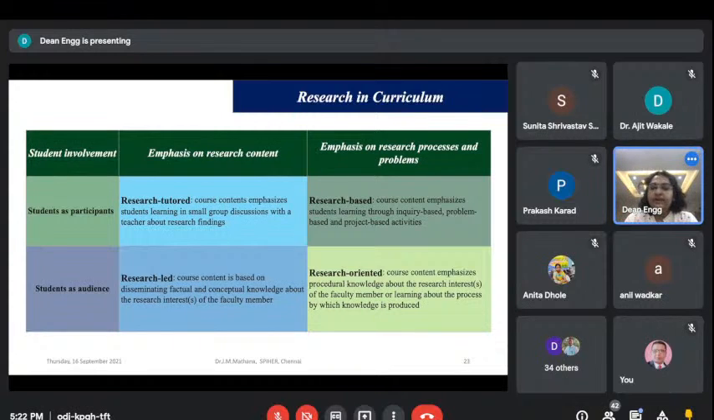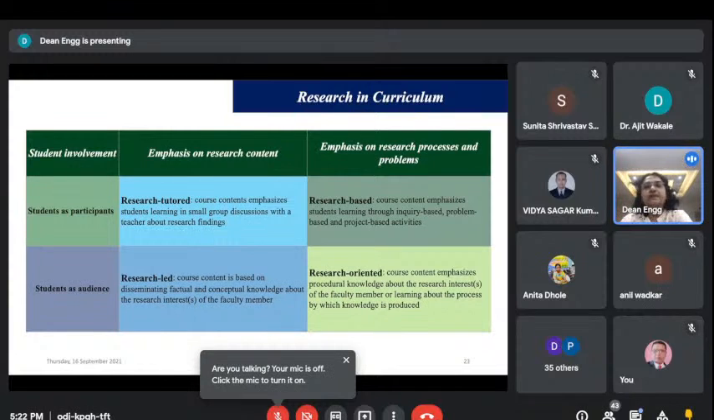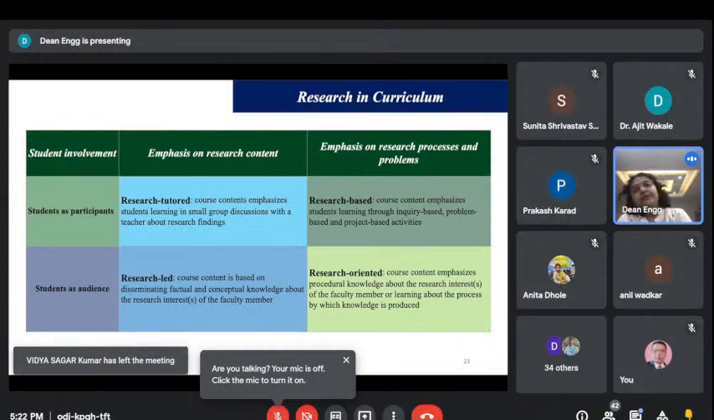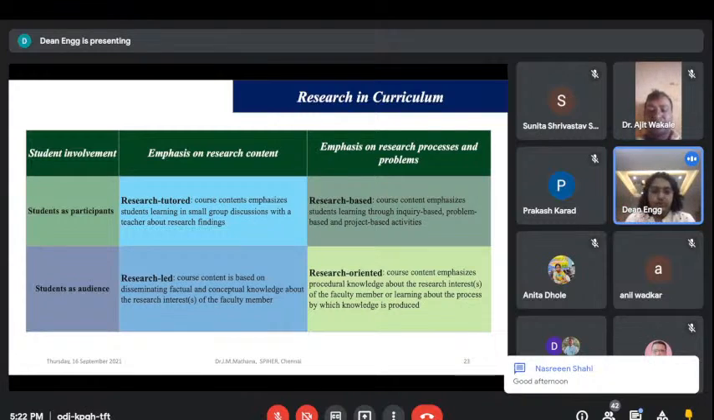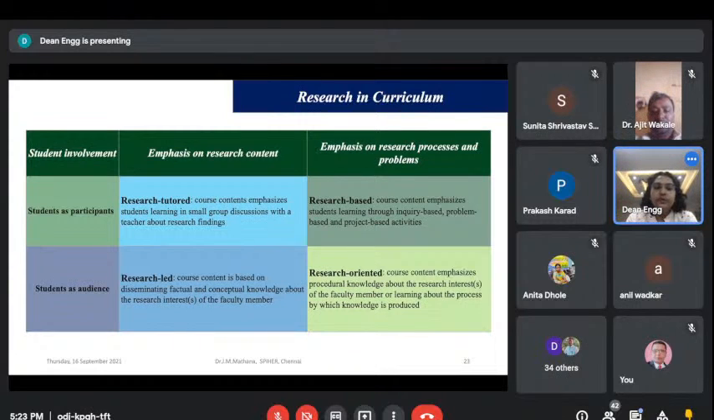Here the students have to be really involved in the research. They should be a participant. The second requirement is that the learning emphasizes research process and research problem. We will say which one is best. See, in research tutored, there is a group of students with a faculty. So here students act as participants, but it emphasizes research content. The teacher will explain their research findings to the students.